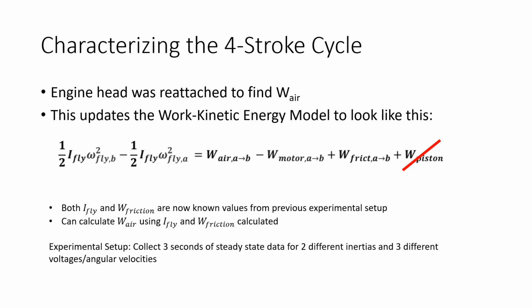In this portion of the experiment, 3 different velocities were tested for 2 inertias each. 3 seconds of steady-state data were recorded for each test. For each of the velocities tested, the cycles recorded were identified and averaged together to yield representative cycles with lower uncertainties than the raw data.